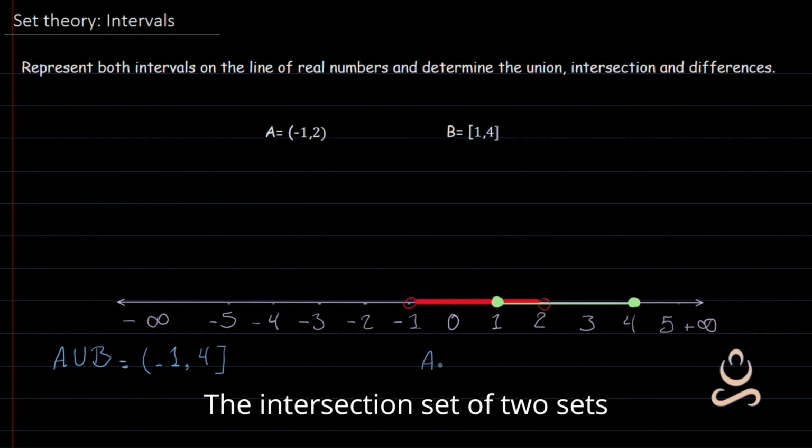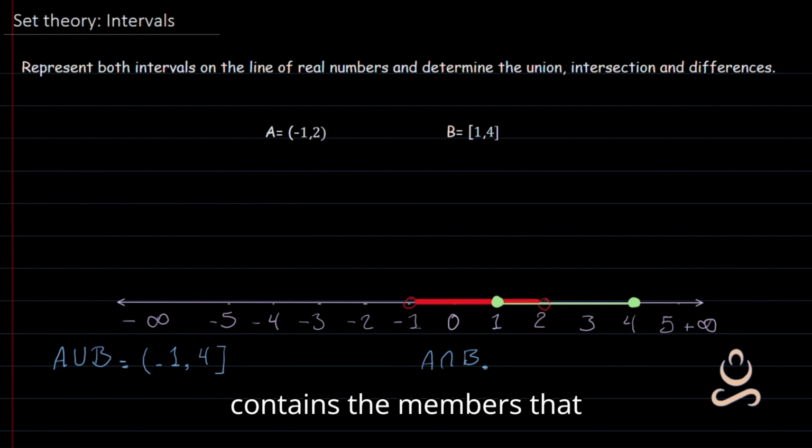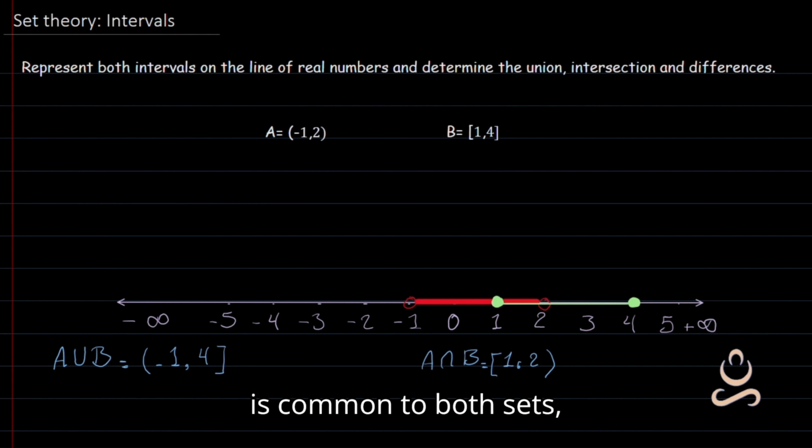The intersection set of two sets contains the members that are present in both sets. In this case, only the number 1 is common to both sets, while the number 2 is exclusively a member of set B.